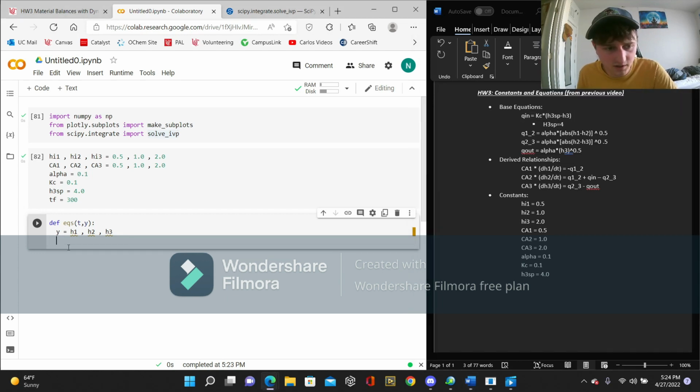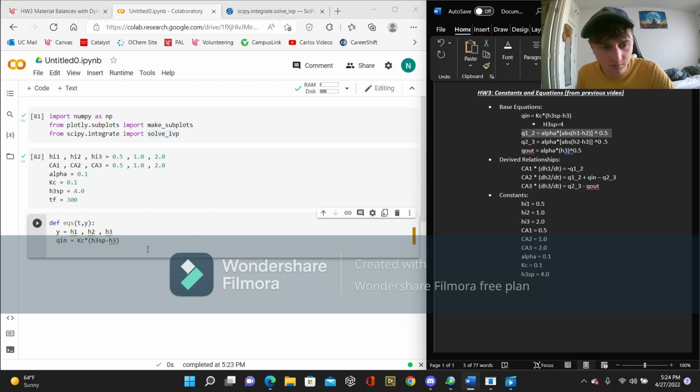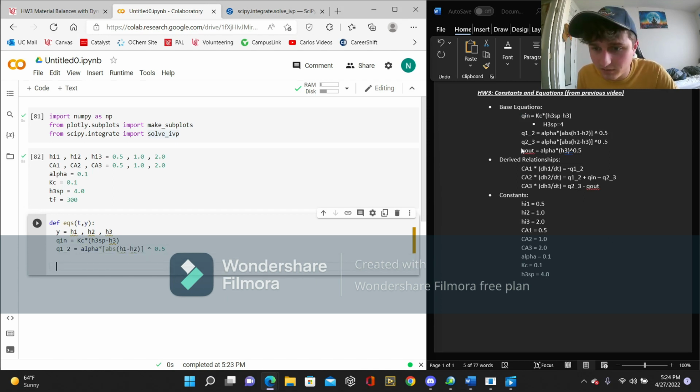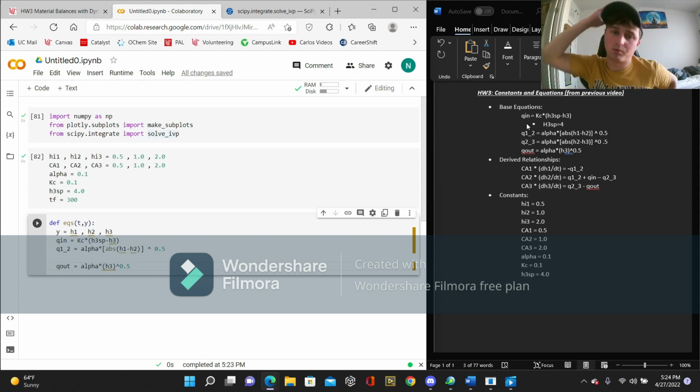So I'm just going to copy and paste these. I am going to have to make some changes. Done this a few times already, so I've gotten pretty used to it. Leave an empty space, you'll see why. And we have Q out. All right, so these are our 4 equations, our base relationships between heights and proportionality constants and flow rates.